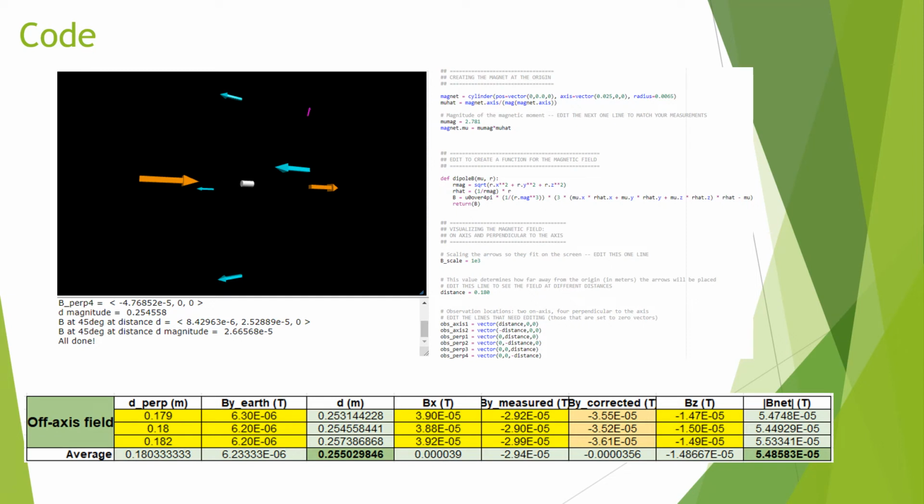Specifically for the 45-degree angled observation point, we determined that the magnitude of the magnetic field was 2.66 times 10 to the negative 5. Now this is slightly off our calculated value within the experiment, which was 5.48 times 10 to the negative 5. However, they're of the same magnitude, which means they're still relatively close to each other, though there are slight differences because of possible errors, which will be brought up in the next slide.